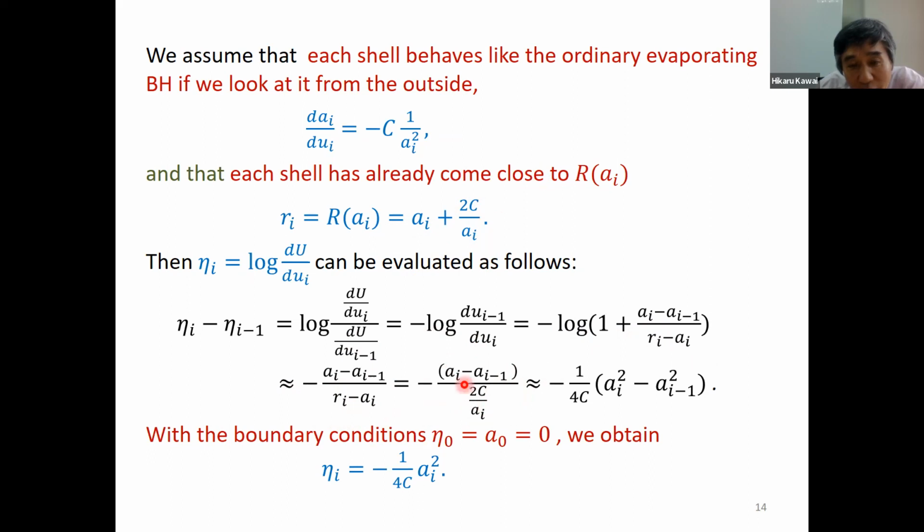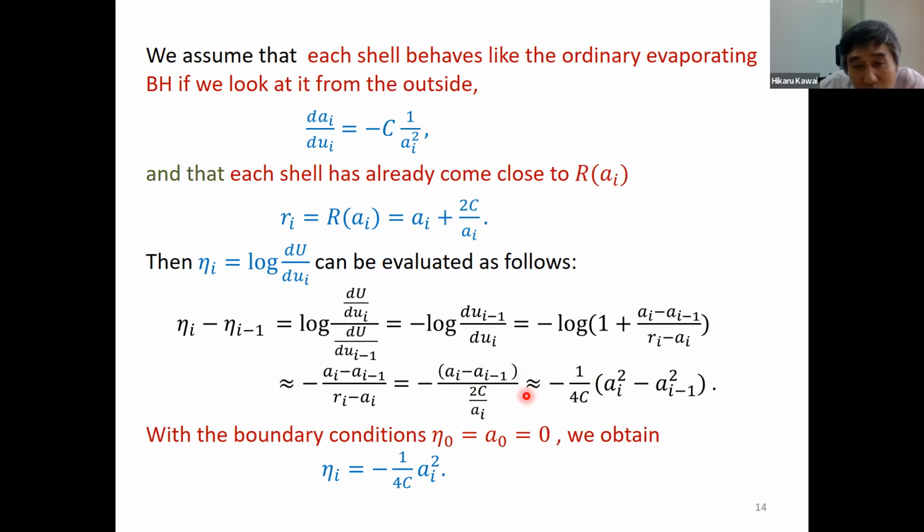And now we know Ai and Ai minus 1 are close. So we multiply Ai to the numerator and denominator. And in the numerator, we have Ai divided by 2, and we replace Ai with the average, Ai plus Ai minus 1 divided by 2, because Ai and Ai minus 1 are very close. So we can replace Ai with the average of Ai and Ai minus 1. And then the product of Ai minus Ai minus 1 and Ai plus Ai minus 1 is the difference of squares.